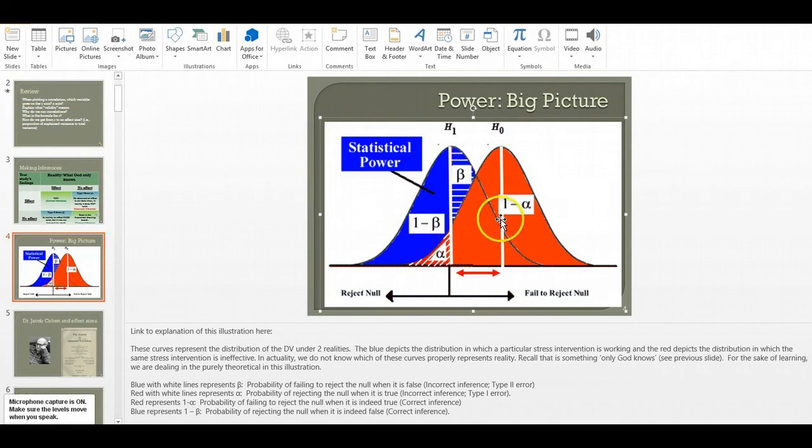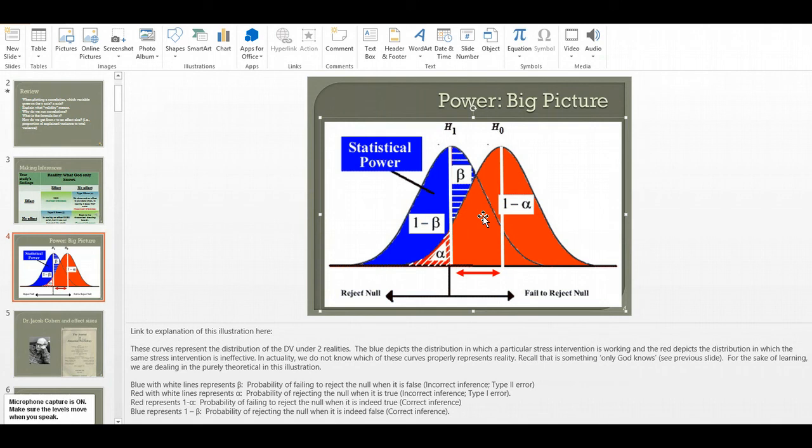So take a piece of paper, pull these distributions apart in your mind's eye, watch what happens to beta, watch what happens to power as you pull them apart, and then press them close together and look at what happens to beta and what happens to power. So these are the factors that impact power.